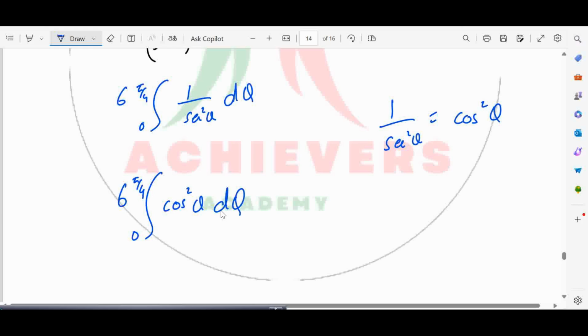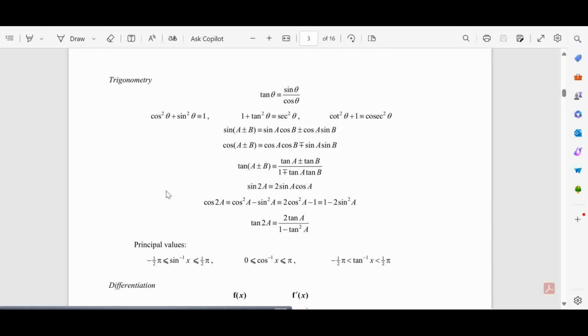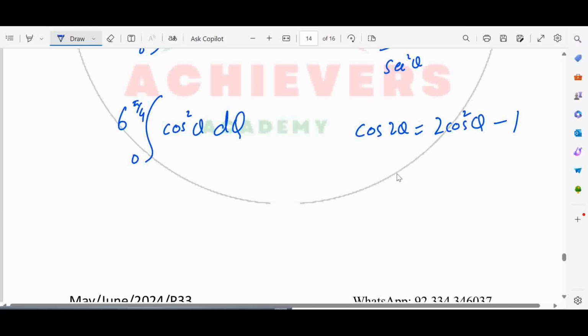Now if we integrate it, we can use the formula that cos 2 theta is equal to 2 cos square theta minus 1. Let me check it again on the formula sheet. Yes, cos 2 theta is equal to 2 cos square theta minus 1. If we rearrange it, cos 2 theta plus 1 is equal to 2 cos square theta, which means cos 2 theta plus 1 whole divided by 2 is equal to cos square theta.